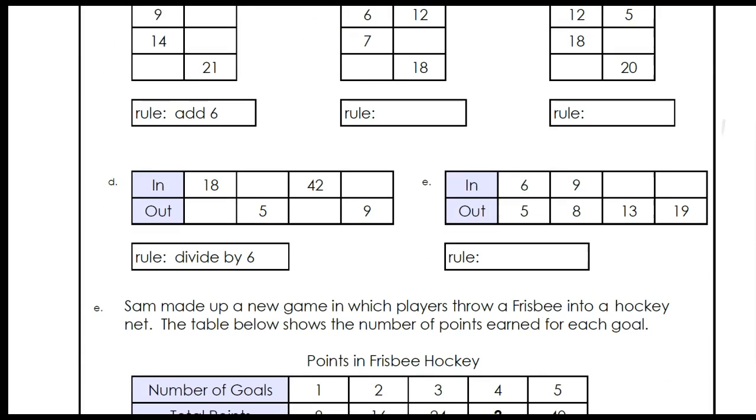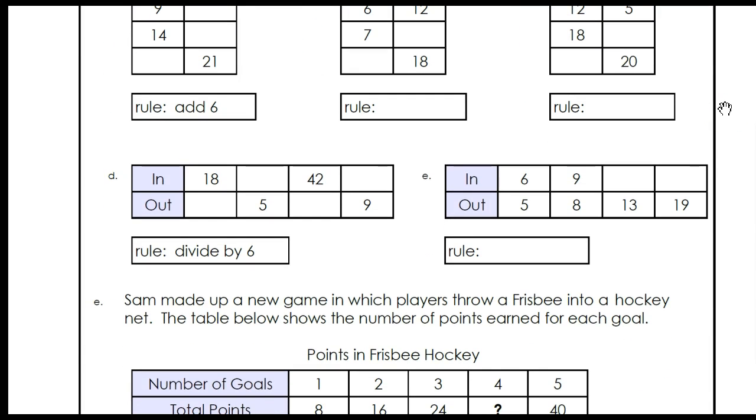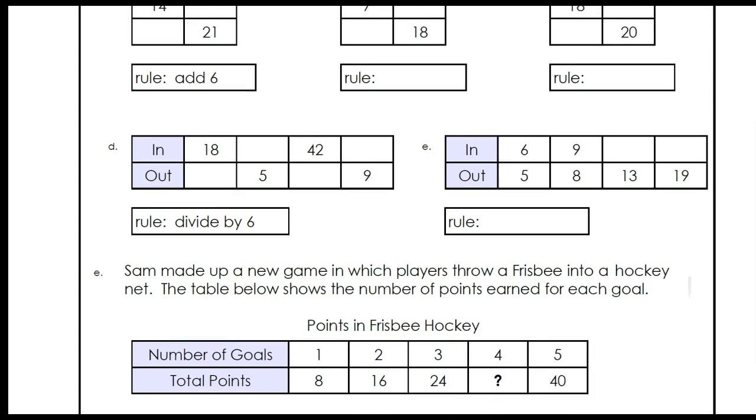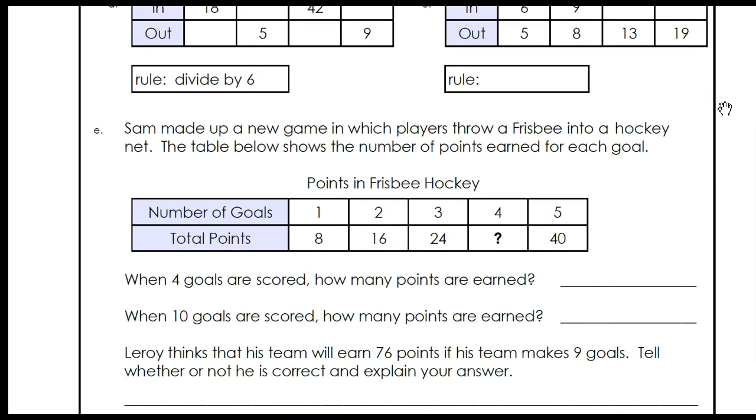Okay. You do the same thing for letters C, D, and E. This one they tell you what the rule is already, right? Okay. Look at letter E. Same thing. Just finding the pattern. Okay. It looks like when 4 goals are scored, how many points are earned?